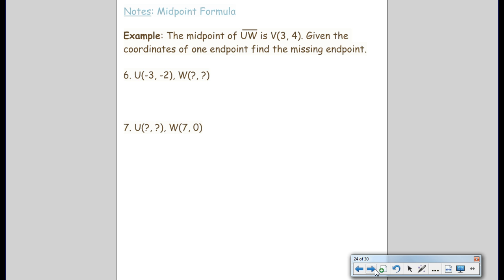Okay, for time's sake, I'm just going to set this up for you. V is the midpoint. When you're setting this up, you always have to put the midpoint in the middle. So I'm going to put the end point first, then the midpoint, and then there's my other end point. Midpoint has to go in the middle.